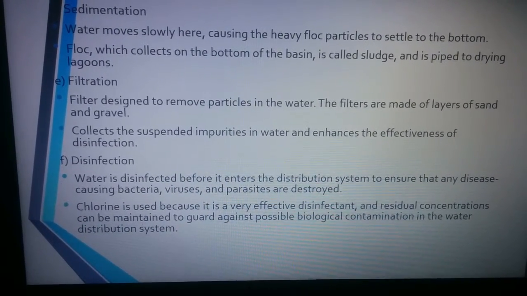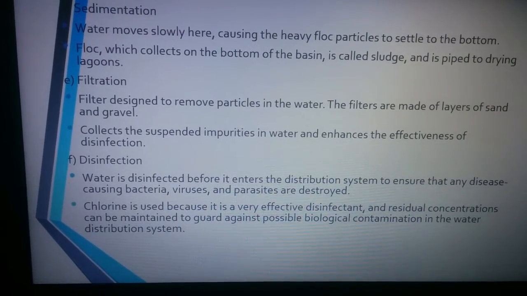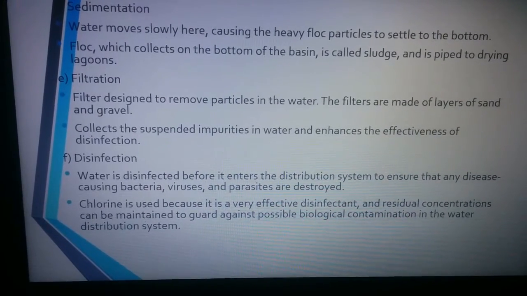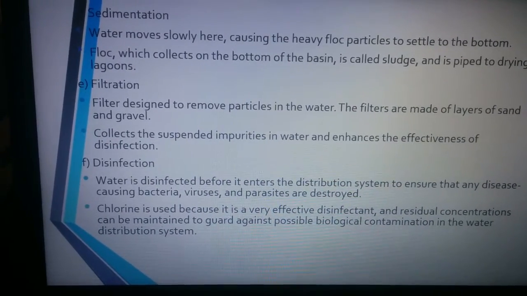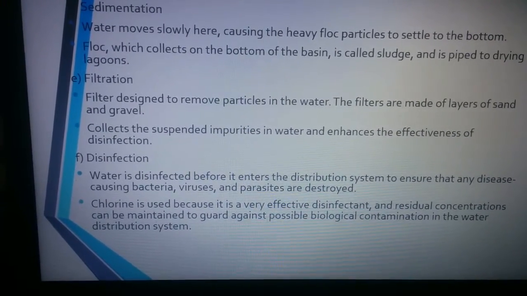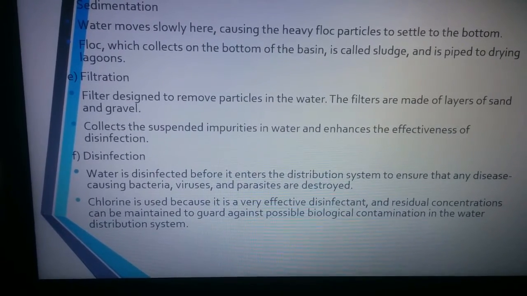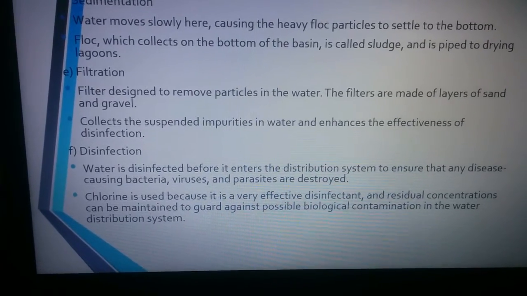And lastly we have disinfection. Disinfection is where water is disinfected before it enters the distribution system to ensure that any disease-causing bacteria, viruses and parasites are destroyed. Chlorine is used because it is an effective disinfectant and residual concentration can be maintained to guard against possible biological contaminations in the water distribution system.